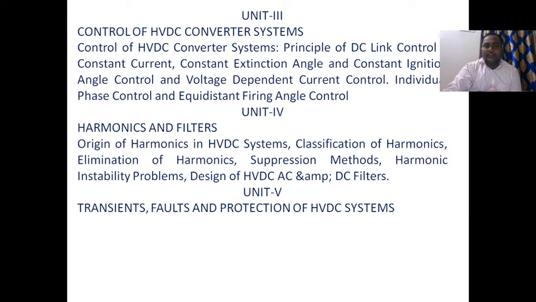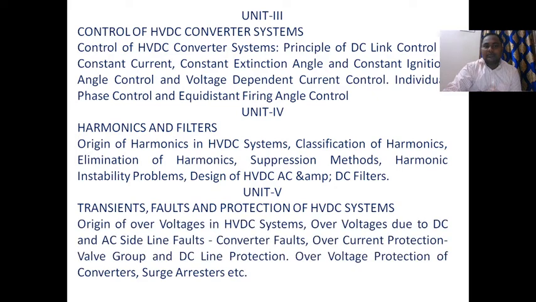Unit 5 consists of transients, faults and protection of HVDC system. It covers origin of over voltage in HVDC system, over voltage due to DC and AC side line faults, converter faults, over current protection, valve group and DC line protection, over voltage protection of converters, surge arresters, etc.